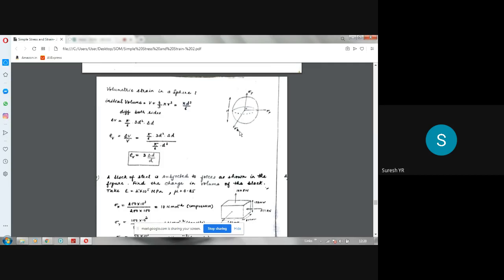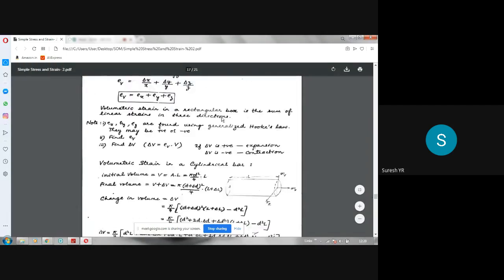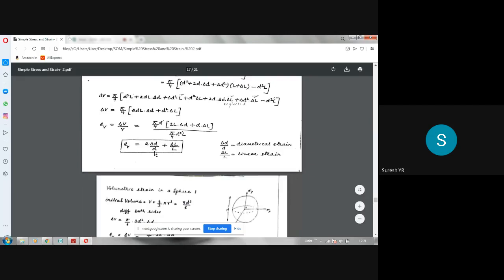X direction also is diameter, Y also it is diameter, Z also it is diameter. Whereas in the case of a cylindrical rod, along the length it is linear strain, along the Y and Z directions it is diameter. That is why it is 2 times the diameter. So one is along this y direction, another is along z direction.